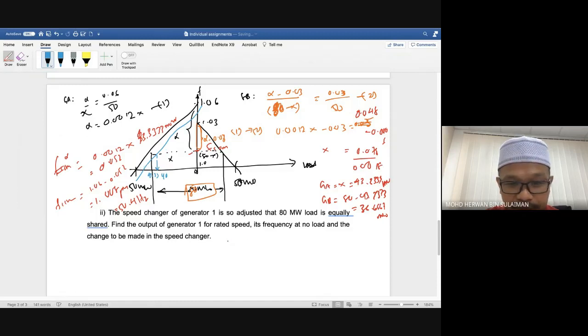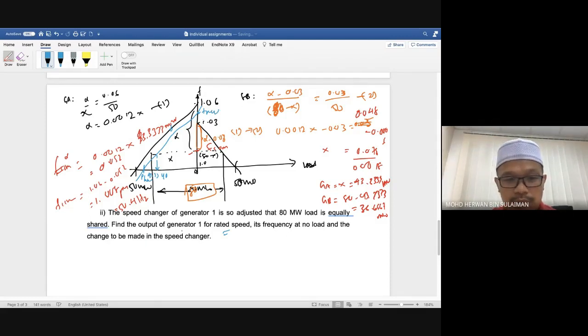So now you need to find the rated speed here. Find the output generator 1 here, rated speed, and then the frequency at no load, and the change to be made. So the change to be made is you bring down the speeder gear, and then you need to find the output generator 1, this one. We call it PG new. This one is F new.